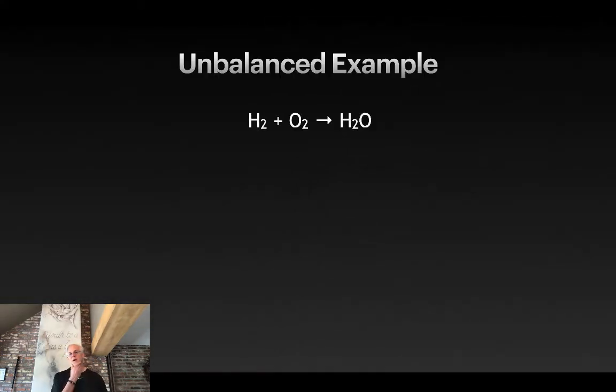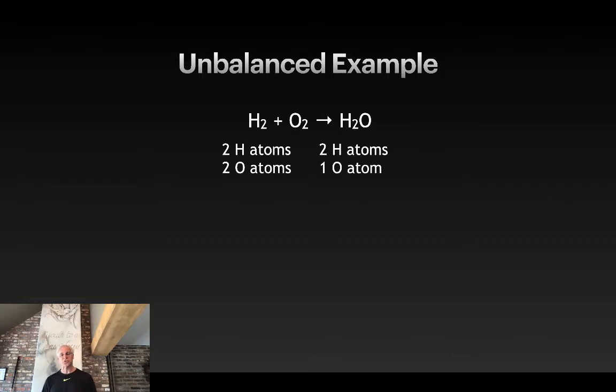Let's take a look at an unbalanced example and see how we might balance this. So the reaction of hydrogen gas and oxygen gas is one that gives us water, H2O. We always want to check a reaction to see if it's balanced. We see there on the left that we've got two hydrogen atoms and two oxygen atoms. Okay, good. Over on the right, we have two hydrogen atoms. That's looking good. Oh, we only have one oxygen atom though, and so things are not balanced.